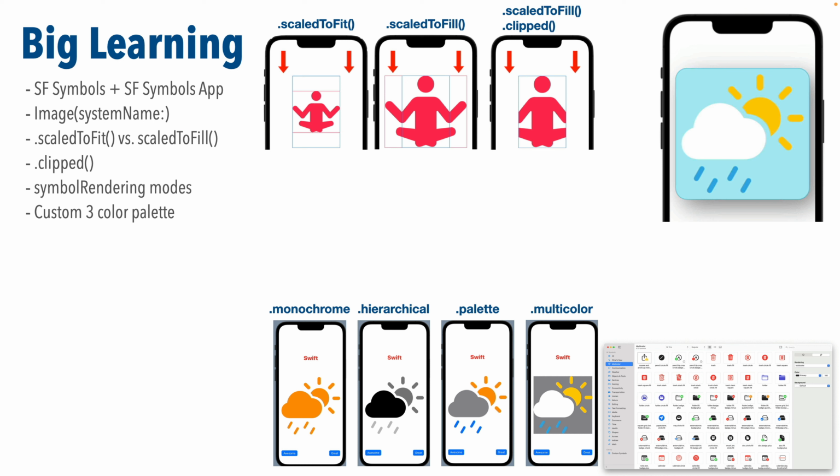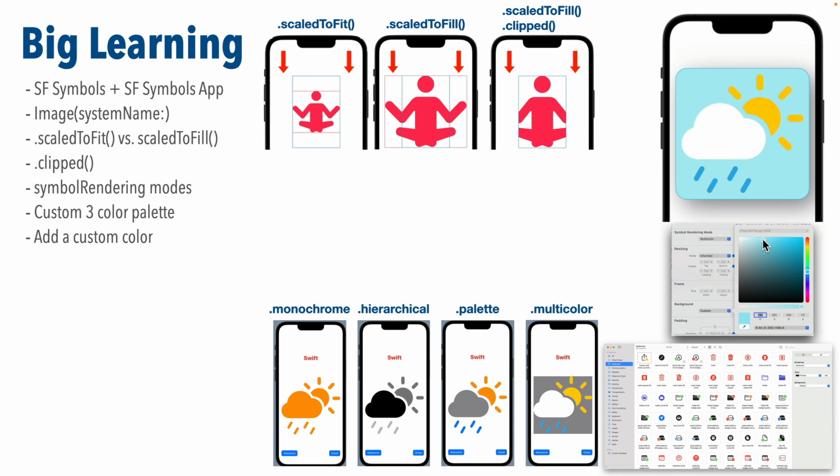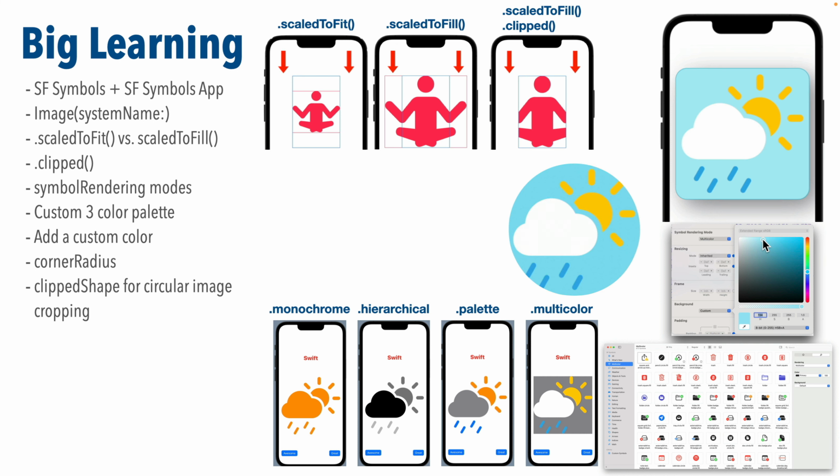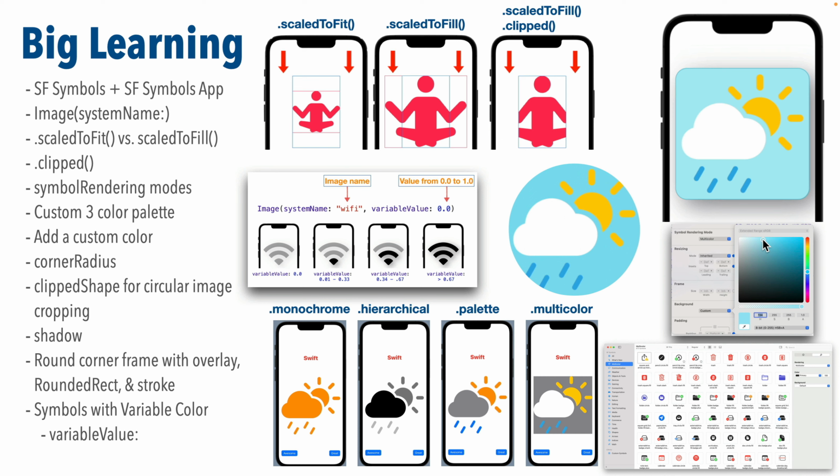We selected a custom color using the color picker launched from the Attributes Inspector. We added a corner radius, and we learned how to use the clippedShape to create an image clipped to a circle shape. We added a shadow, and we learned the special techniques to add a rounded rect border using overlay, rounded rectangle, and stroke. Finally, we learned how to use the new variable color symbols, and we created variations in symbols by adjusting the variable value.